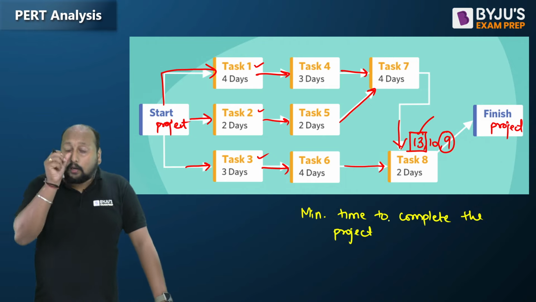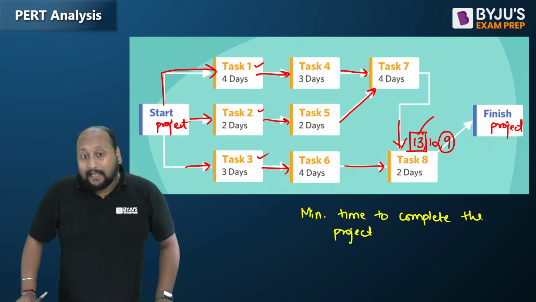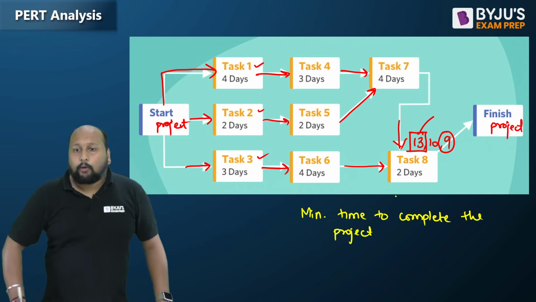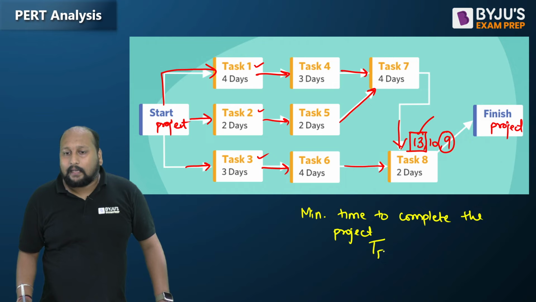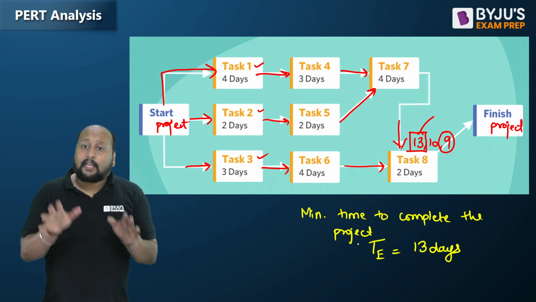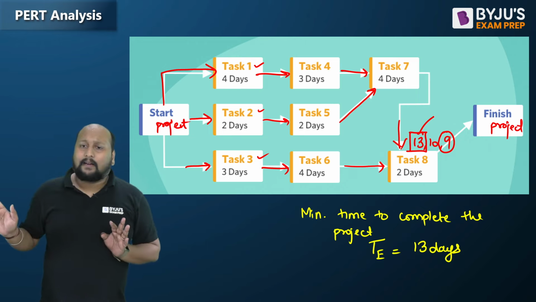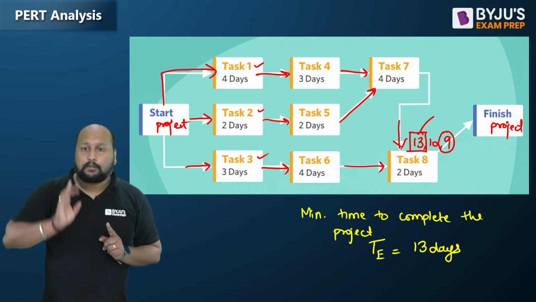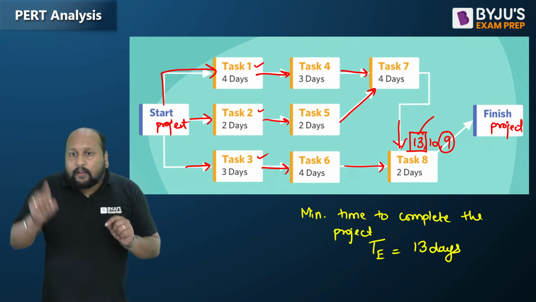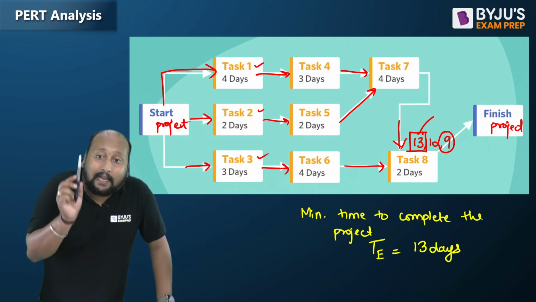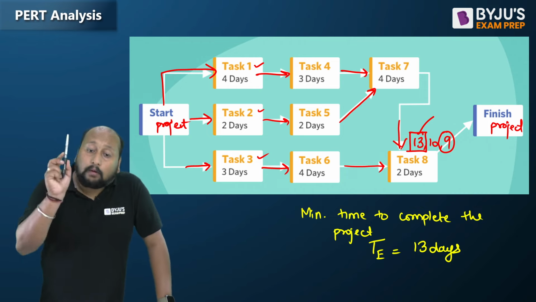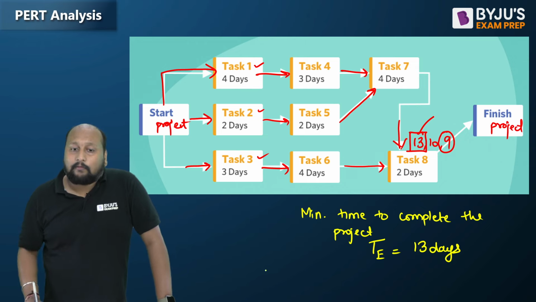Earlier, small letters we were using for activity. Capital letters we will use for the project. So the minimum time to complete the project, we denote as capital TE, that will be equal to 13 days. So in 13 days, I can surely say all the 8 activities will be completed, and once all the activities are completed, then only my project is finished. And this pathway where I am having the longest time taken, or the minimum time to complete the project, that pathway we call the critical path.